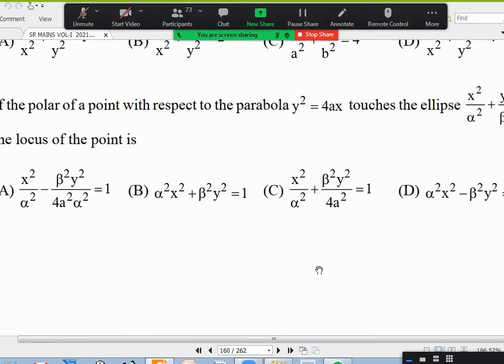Okay, 80, the question is polar of a point with respect to the parabola that touches the ellipse. Okay, fine. So we have a parabola, we have ellipse, may not be exact figure. This ellipse has so many tangents. They all have poles with respect to this. If the line is outside, the pole will be inside. They want locus of that.